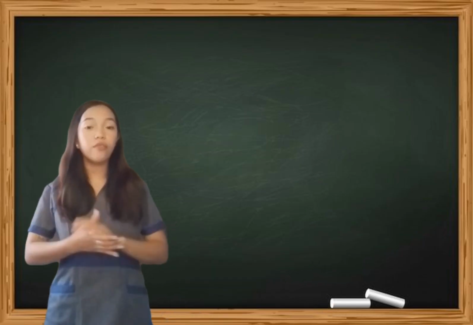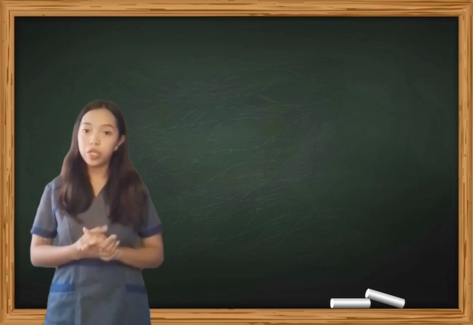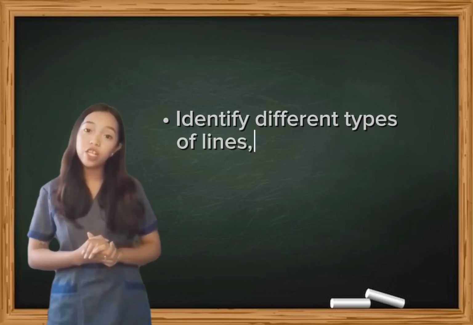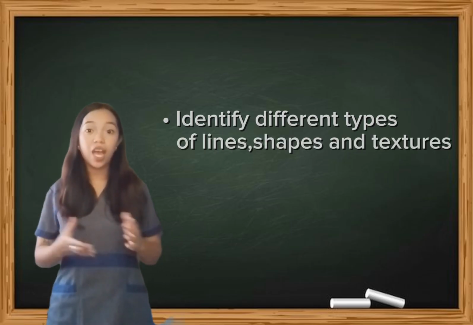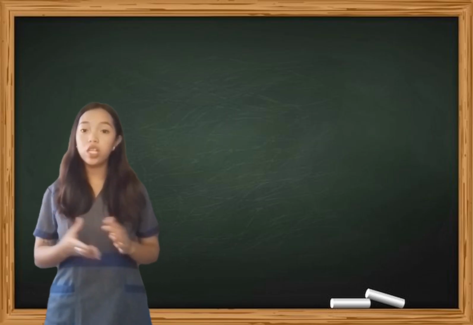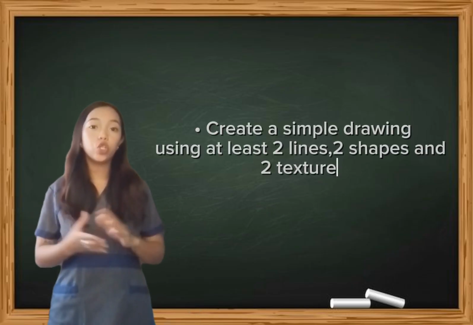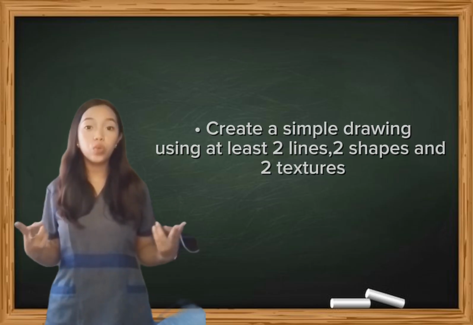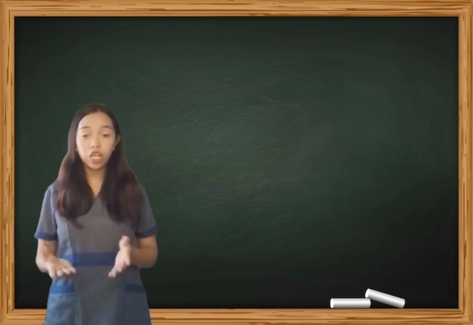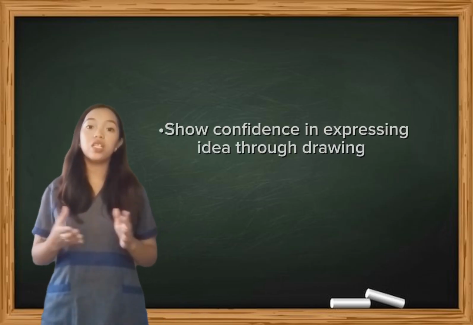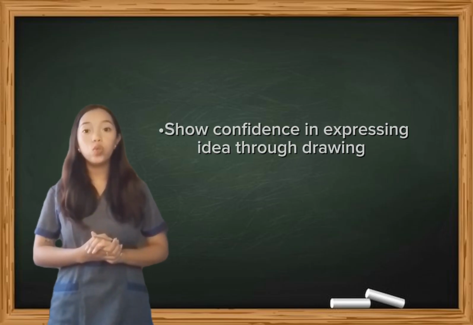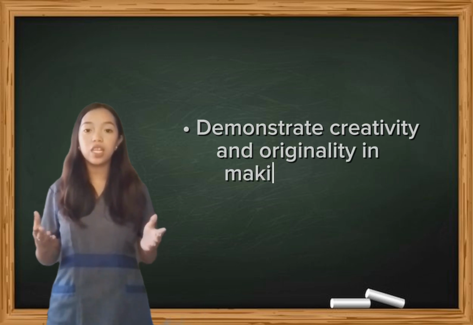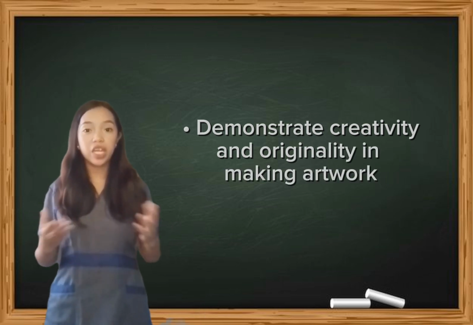And now class, we have here our objectives. At the end of our lesson, you will identify the different types of lines, shapes, and textures. The second one, you will create a simple drawing using at least two lines, two shapes, and two textures. The third one, you will show confidence in expressing ideas through drawing. And lastly, you will demonstrate creativity and originality in making artwork.